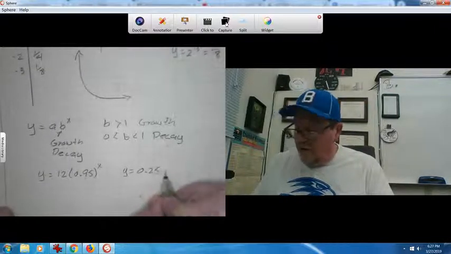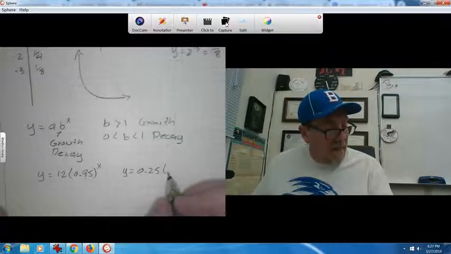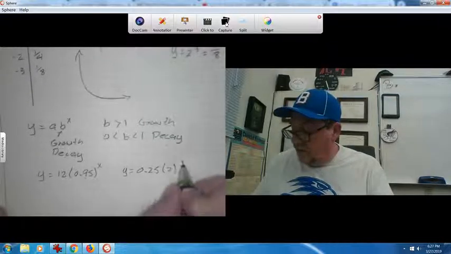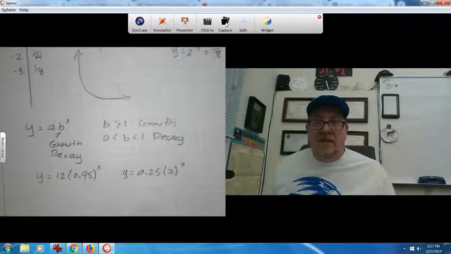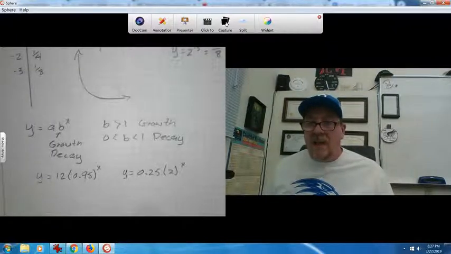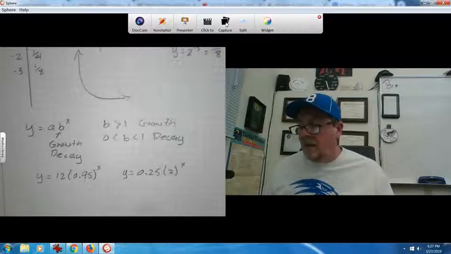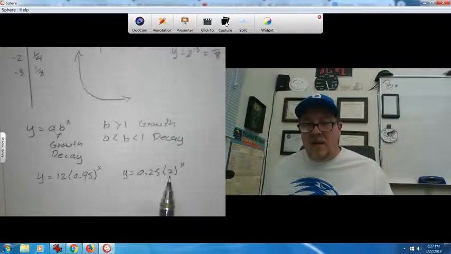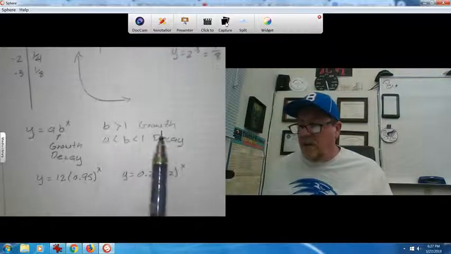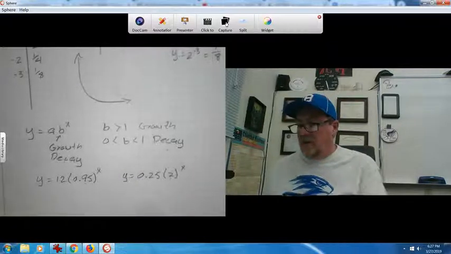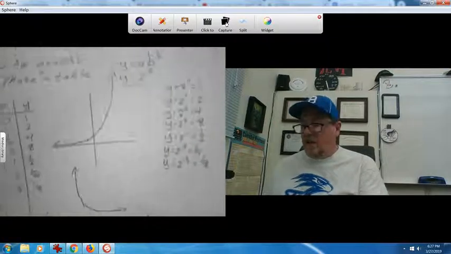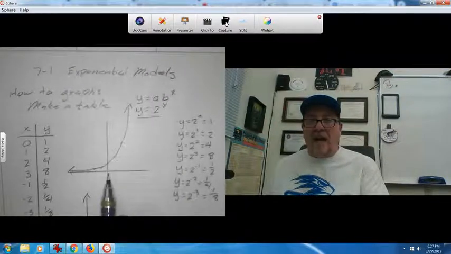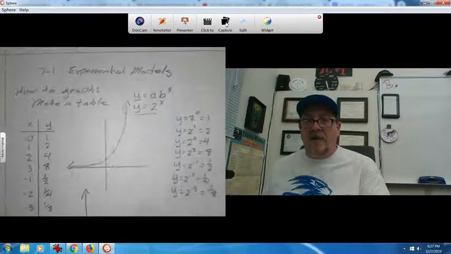Second example, y is equal to 0.25 times 2 to the x. What do you think, growth or decay? Once again, look to your b. 2 is our b. It's the thing that's being raised to the x power. 2 is bigger than 1, therefore it's exponential growth. And so this function is going to very much look like this one that we had up here. It's growing. It's exponential growth.